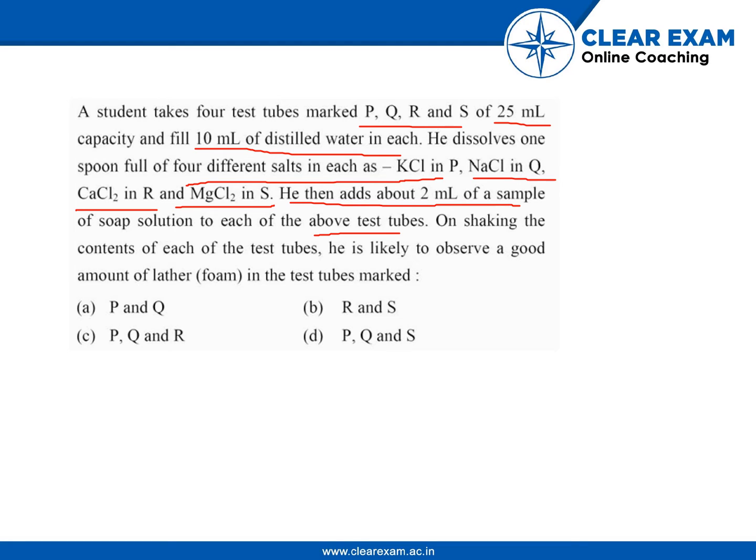he is likely to observe a good amount of lather form. So we need to find out which are the test tubes which will produce the desired result.